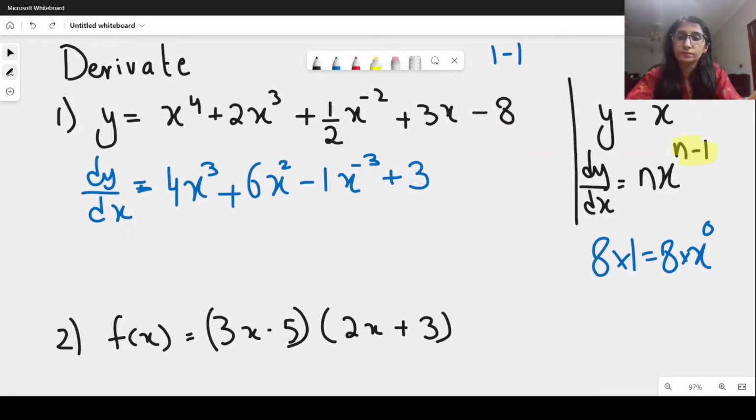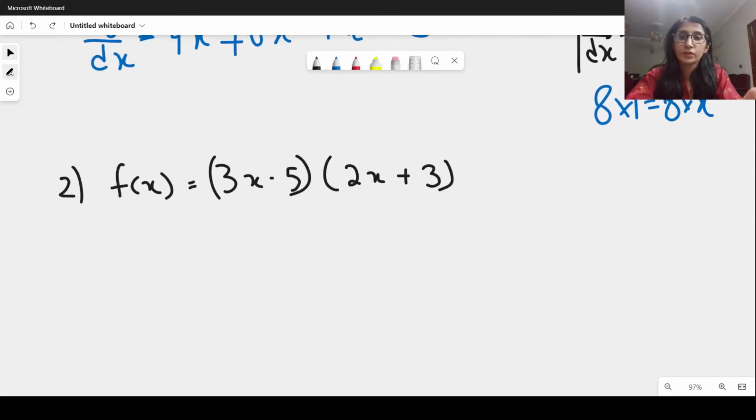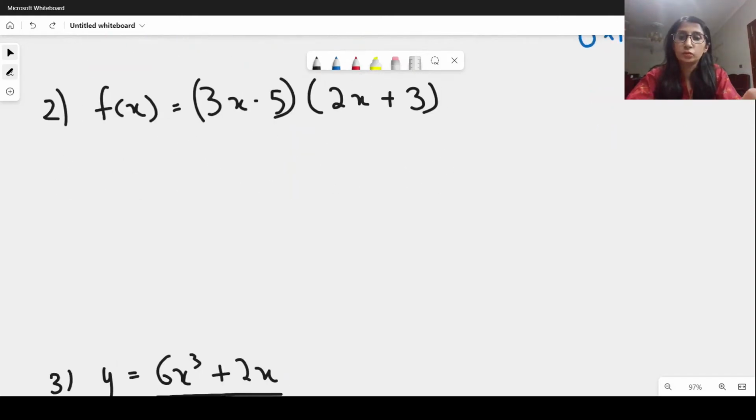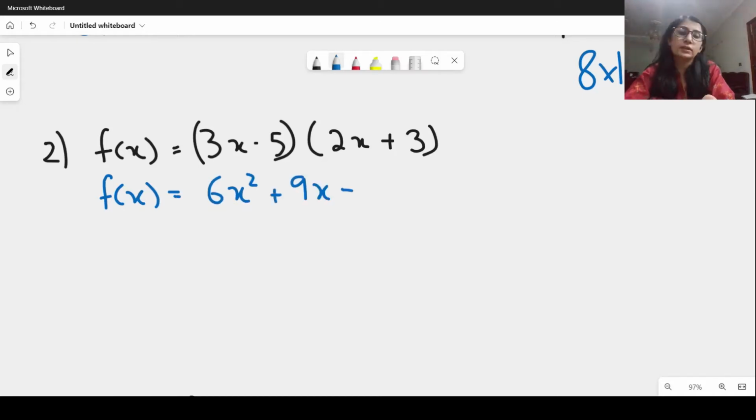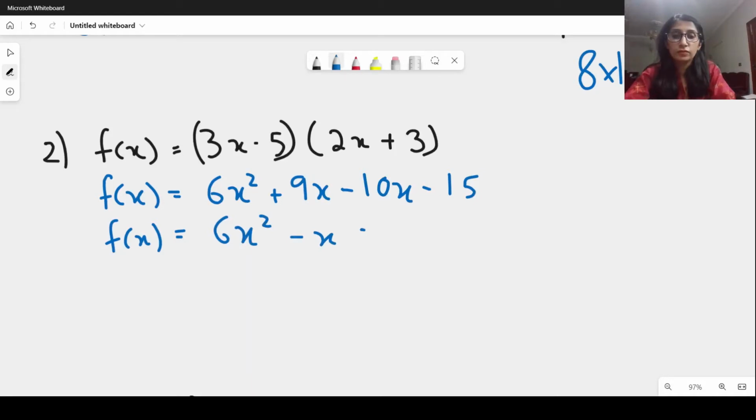Let's do another one. Okay, so first thing we need to do is expand the brackets. So f(x) equals, let's expand the brackets, 6x squared plus 9x minus 10x minus 15. Now let's simplify this further. f(x) equals 6x squared minus x minus 15.